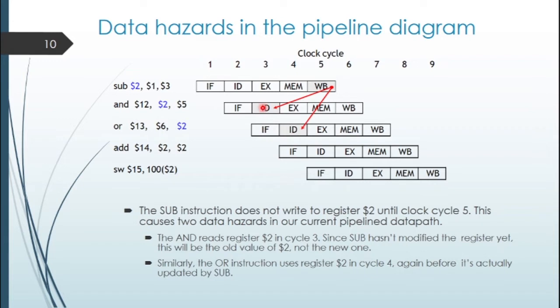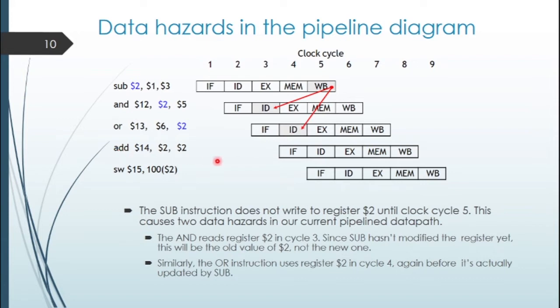What happens? This is basically a dependency. Similarly, for the next one, the data is still not ready, but it is to be read in clock cycle number 4. So for this third instruction, in clock cycle number 4, register number 2 is read. For the second instruction, in clock cycle number 3, this register number 2 is read, but it's still not written yet. It's not yet stored.